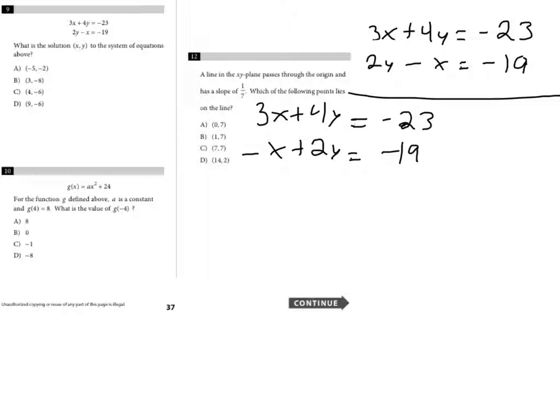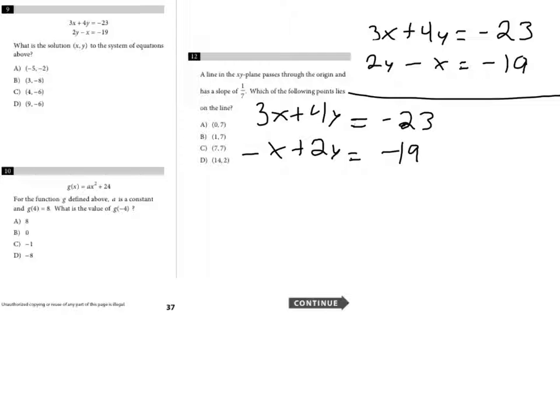Now let's look at number 9 on the same test. We have these two equations here. Whenever you have more than one equation stacked on top of each other, that is called a system of equations. In this case, these are a system of linear equations. So we have 3x plus 4y equals negative 23, and then 2y minus x equals negative 19.